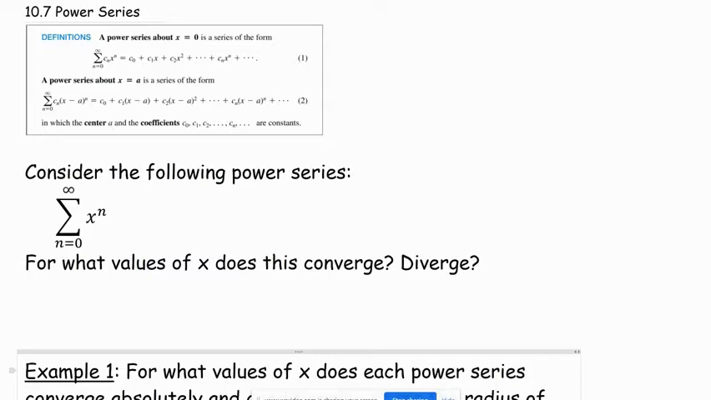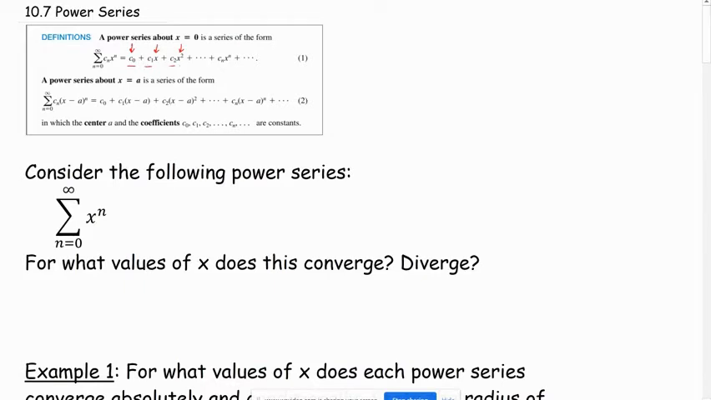In this lesson, we're going to get an introduction to power series. A power series is any infinite series that has increasing powers of x. For example, this first term is just a constant, so that's x to the 0 power, and then we have x to the first power, x to the second power, and so on. There can be any constants in front of those as long as we have increasing powers of x.